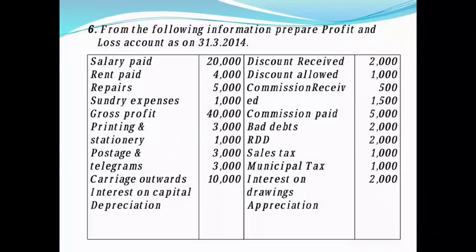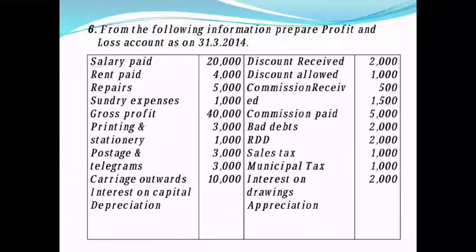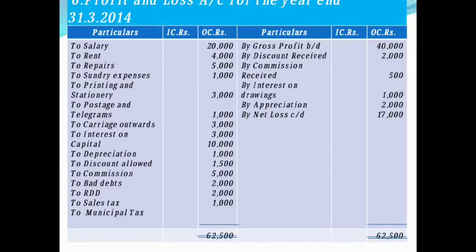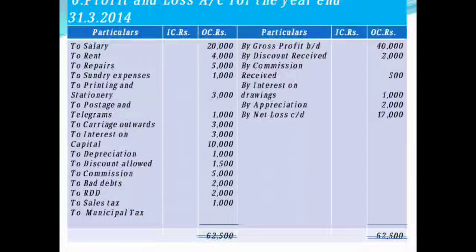The next you have carriage outwards rupees 3,000. So debit side again to carriage outwards rupees 3,000 because the expense. The next you have interest on capital 3,000. Again debit side because you are going to pay. So to interest on capital rupees 3,000. The next you have depreciation rupees 10,000. Depreciation means loss. So debit side you are going to record to depreciation rupees 10,000.